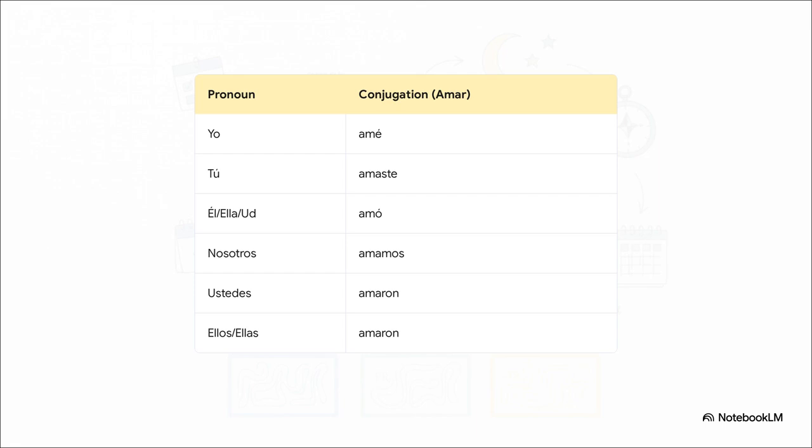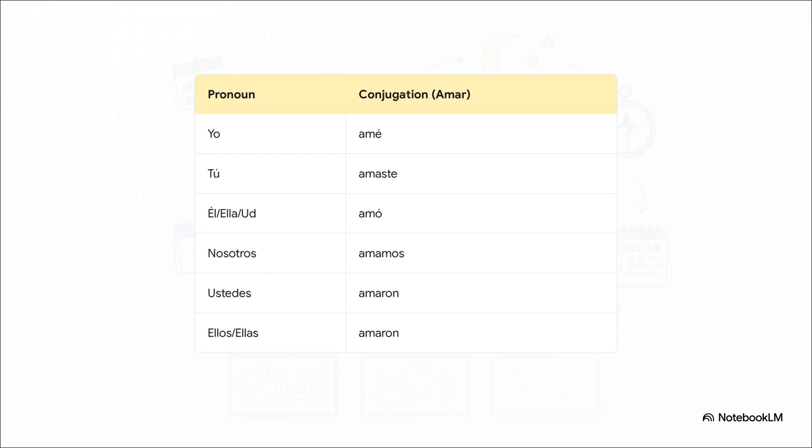Let's build that audiovisual association right now. For yo, I loved, it's amé. Note that accent. For tú, you loved, it's amaste. For él, ella, or usted, he, she, or you formal loved, it's amó. Again, listen for that strong accent on the final O.